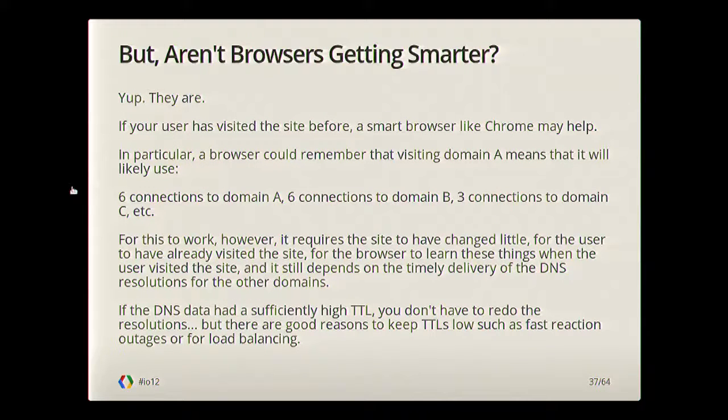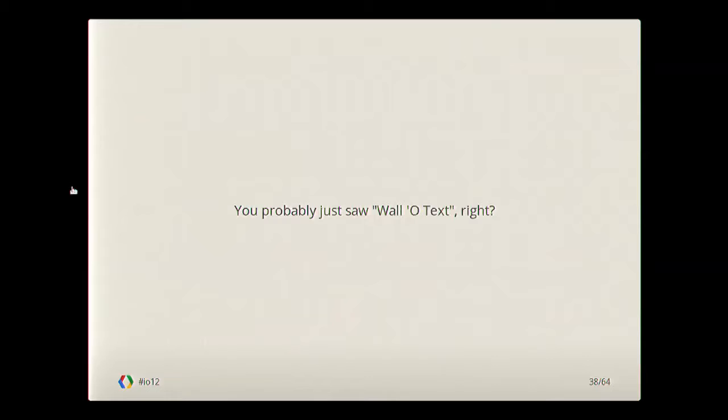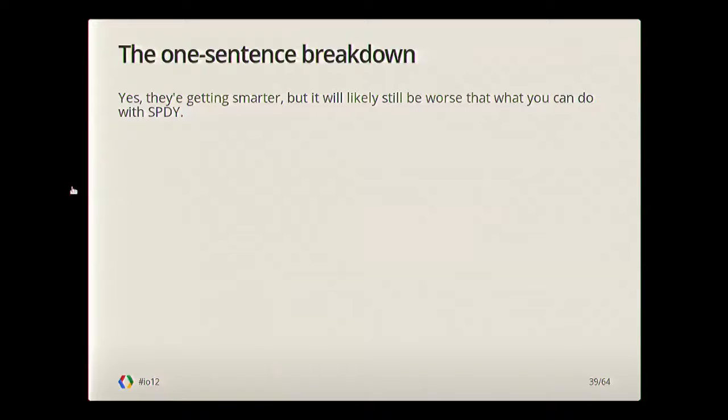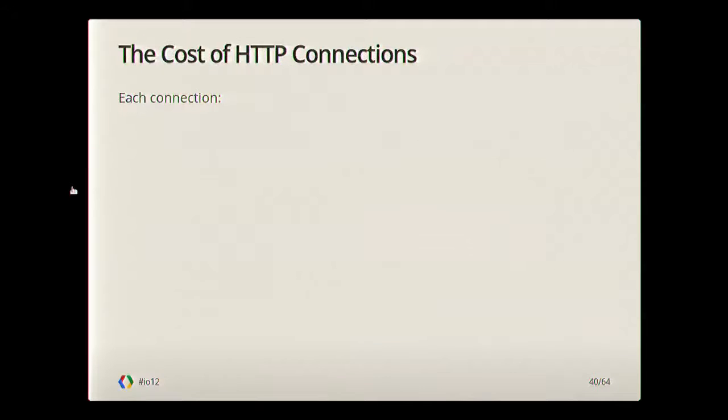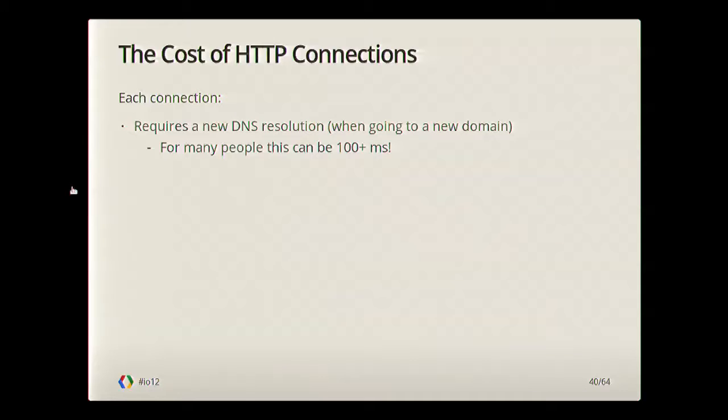All right, so aren't browsers getting smarter? Yeah, they're getting smarter. But they're still going to be worse than what we can do with SPDY. All right, so why do I say that? I say that because each connection that you make has a cost. And if we think back to the beginning, we're using 12 different domains on average. We're using 84 different requests. That's going to require a fair number of connections. And each one of these connections requires a DNS resolution. And looking at data, for a large percentage of people, that's more than 100 milliseconds right there.